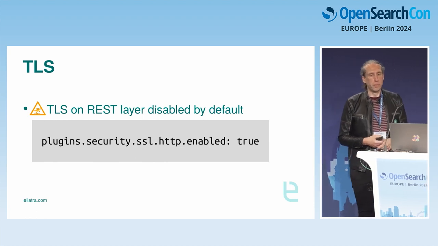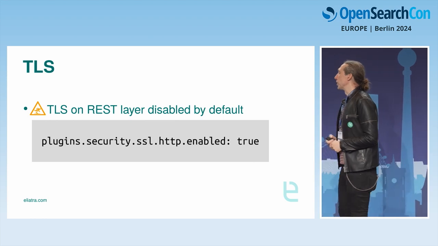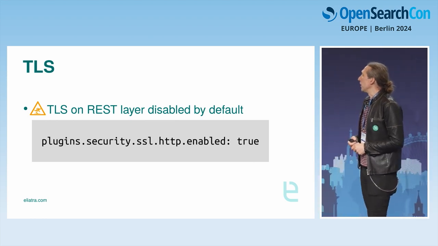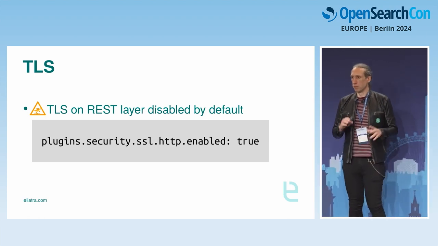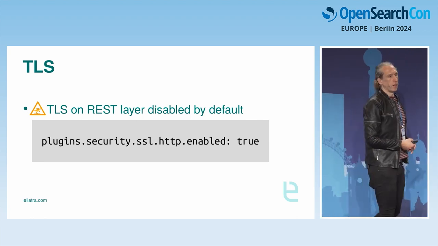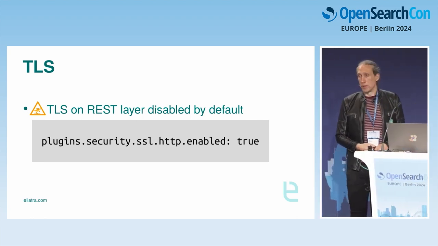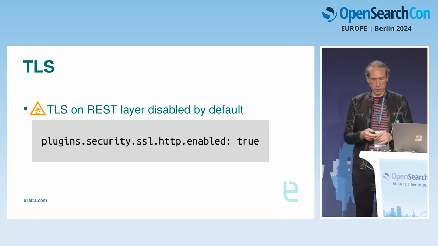Another trap on TLS. By default, in the OpenSearch Security plugin, TLS is disabled on the REST layer, which doesn't make sense at all. So don't think about this default, just change it, and then have a working cluster. Without this, many things won't work as you would expect, and it's probably also not safe.